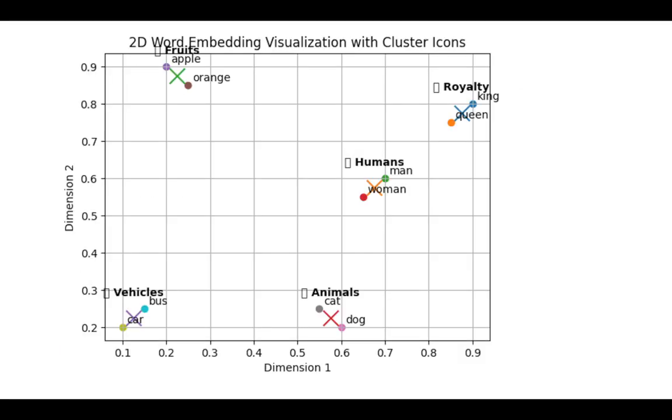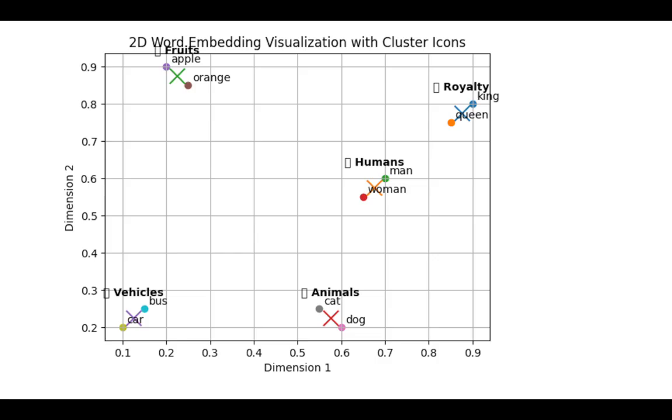Now what I'll do is plot these clusters, which are the words related to royalty, like king, queen, they form a cluster. Words which are related to humans, they form a cluster. Fruits, vehicles, animals, so on and so forth. So as you can see, these words that have similar meaning come together. They will have a cosine similarity of a very high value, very close to 1.